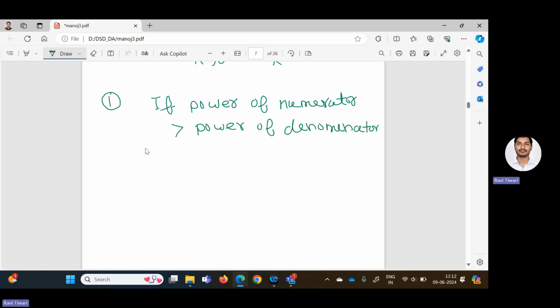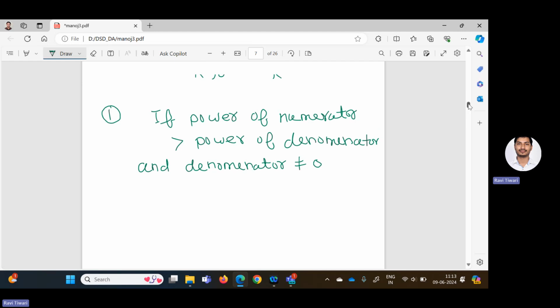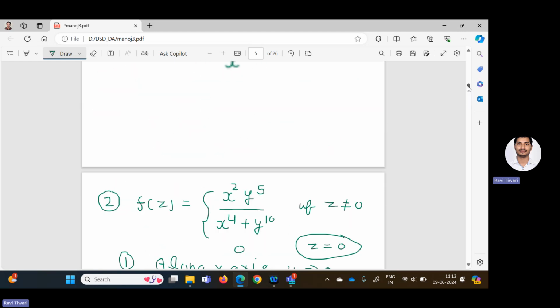and the denominator is not equal to 0, then the function is always continuous. This is not any standard result, I am just giving you a rough idea. You can verify it. So if the power of numerator is greater than the power of denominator and the denominator is not equal to 0, in general the function is always continuous.